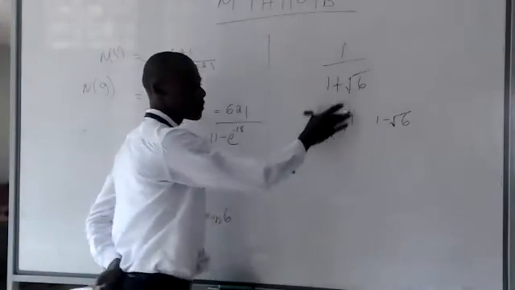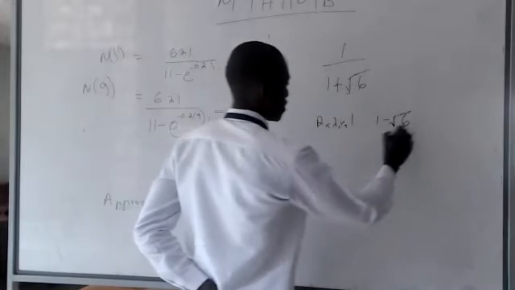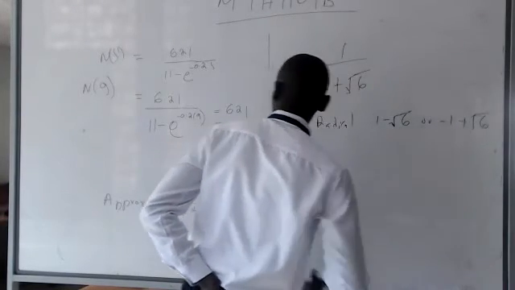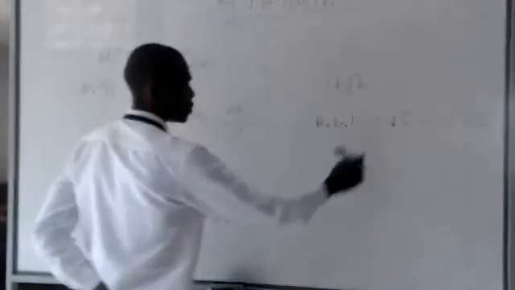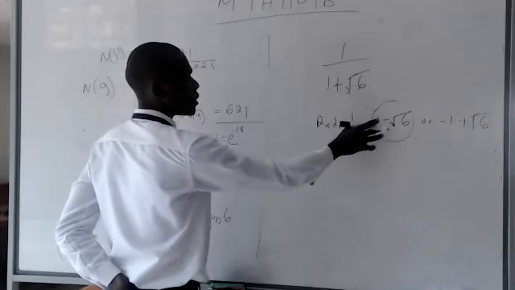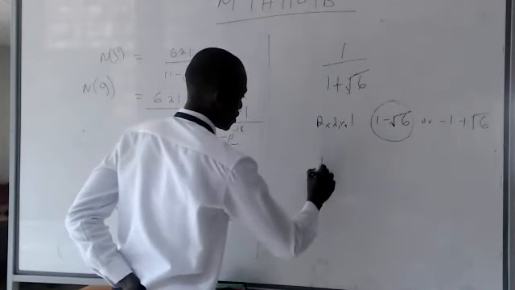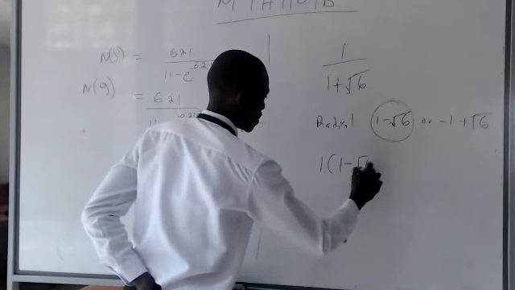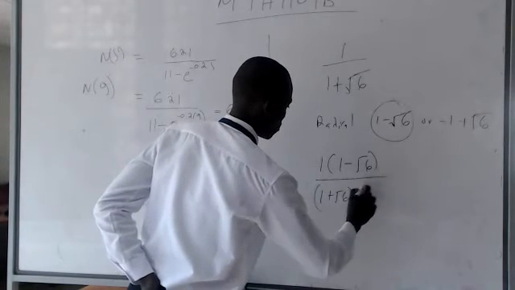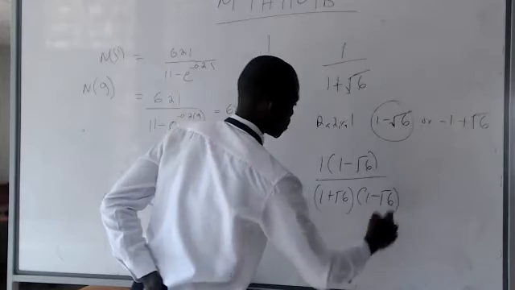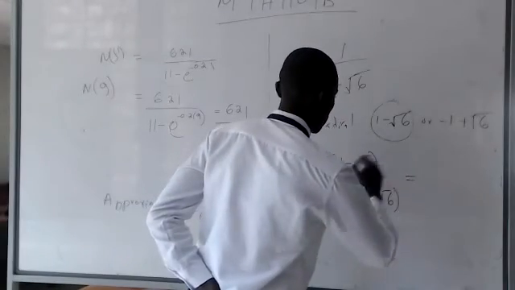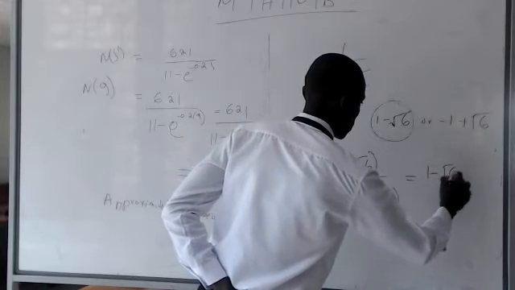Another different choice? You could also choose minus 1 plus square root of 6. You get the same. If we use this one, we need to multiply each term by it. So multiply the numerator: it's 1 times 1 minus root 6, then the 1 plus root 6 multiplied by the 1 minus root 6. Numerator, it's very easy. Any number multiplied by 1 is that number itself.